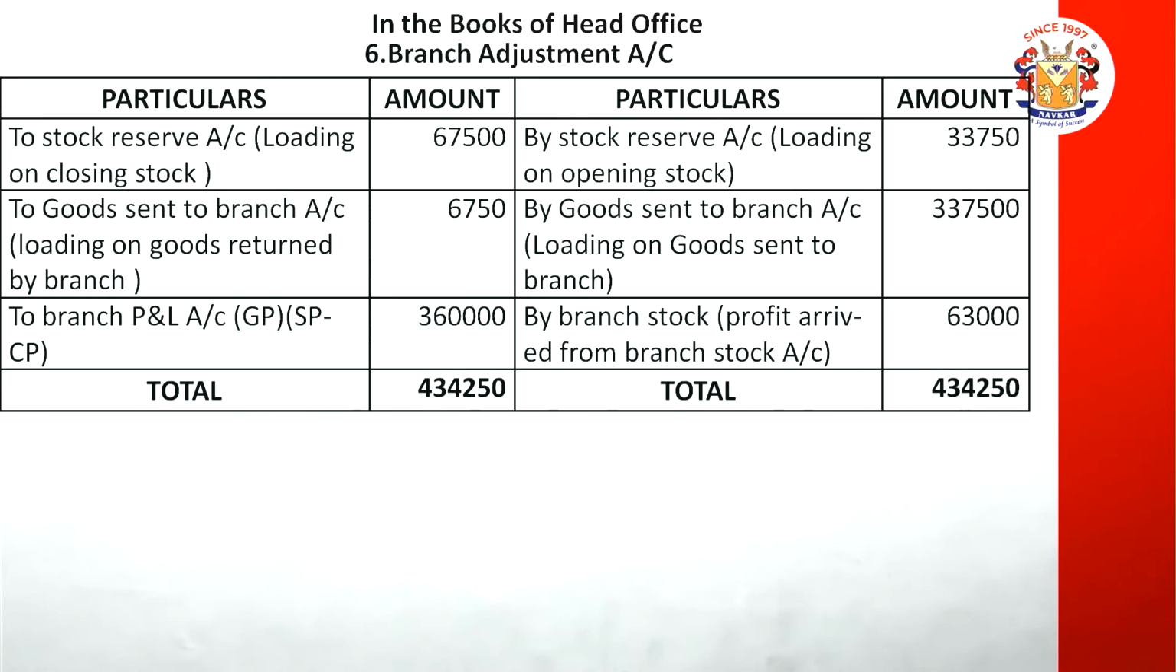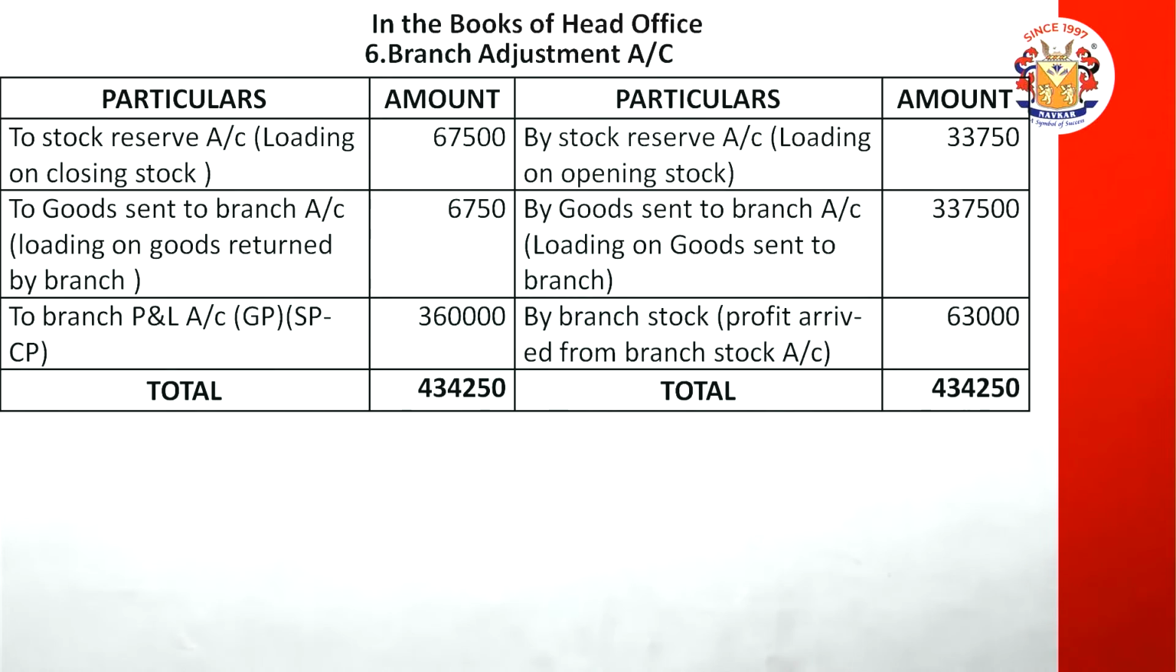But out of this 337500, I can say that 6750, loading on goods returned by branch, is unrealized and hence debited to branch adjustment account. Sir, what about loading on closing stock? Loading on closing stock is also unrealized in the current year. So 67500 would be debited to branch adjustment account.